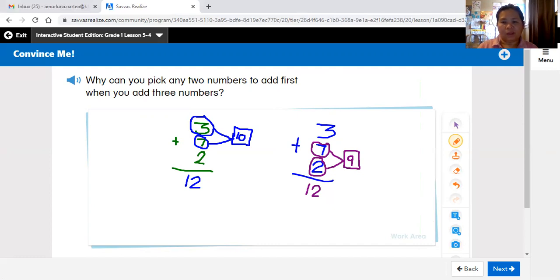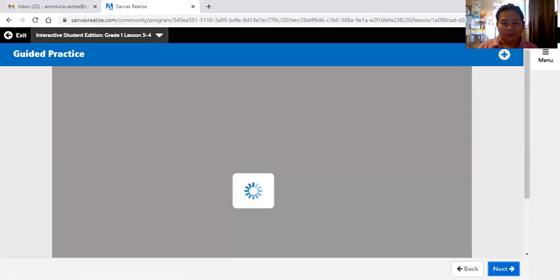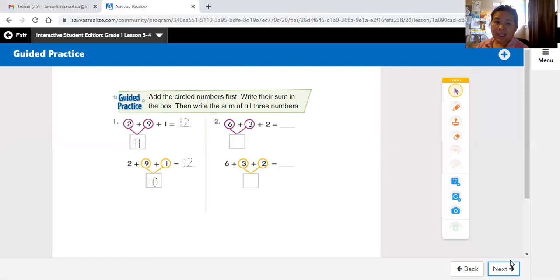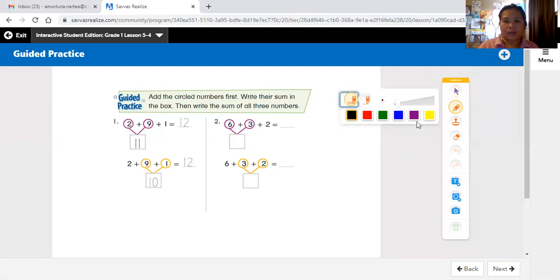Get it? So let's try another one. On this part, you can see this guided practice on page 226 of your mathematics book. It says there, add the circled numbers first, write their sum in the box, then write the sum of all 3 numbers. So number 1 is done for you. So we will just trace it. Can you help me to read our first equation here? It is 2 plus 9 plus 1 equals 12. Yeah, the answer is already given for you here.